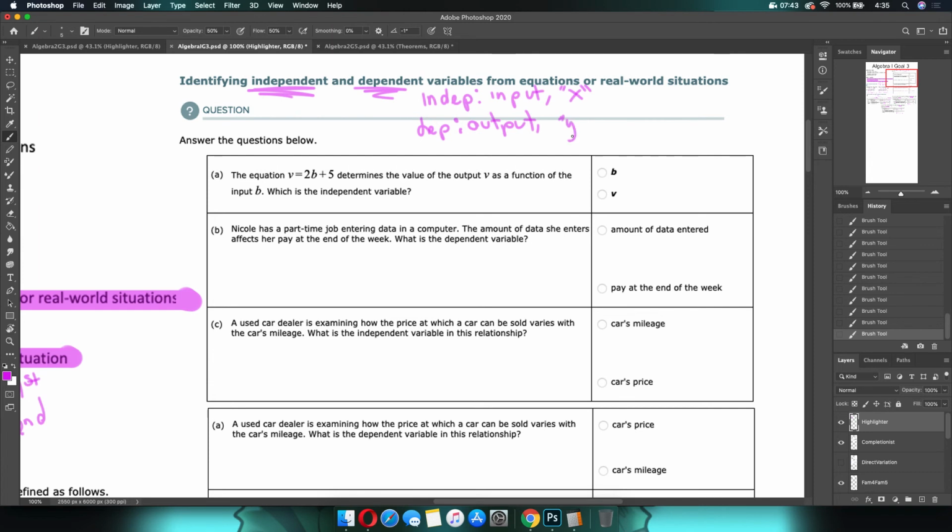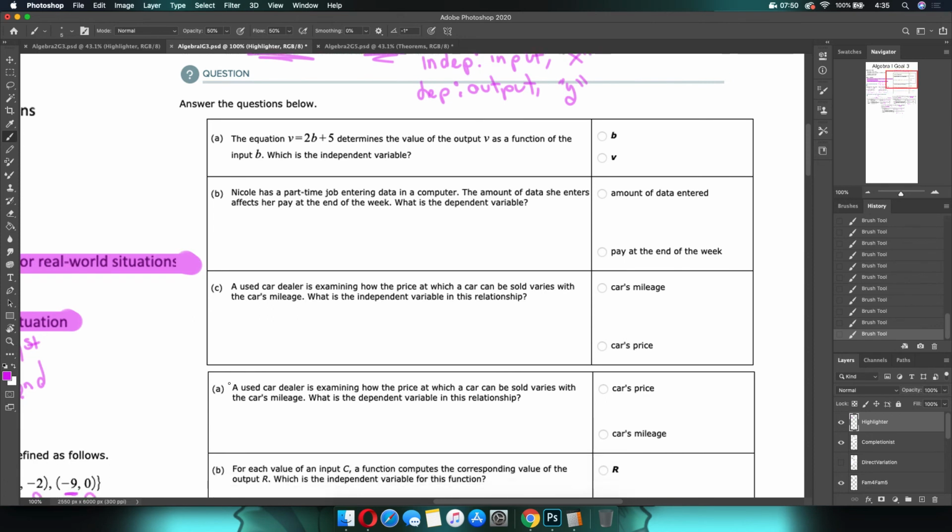Your y, again, if you have something in y equals mx plus b format. But you can kind of tell as I scroll down, not all of them are given to us in that easy a manner. So this one is pretty simple because there's my x and there's my y. Independent is going to be my x, so therefore b is my independent here.